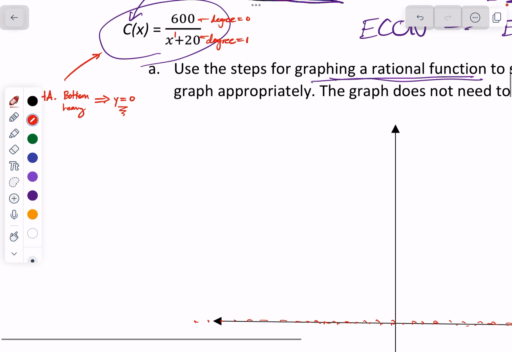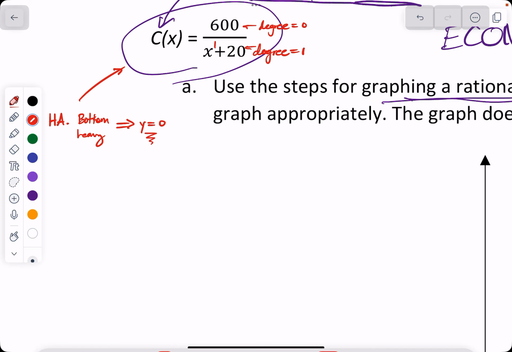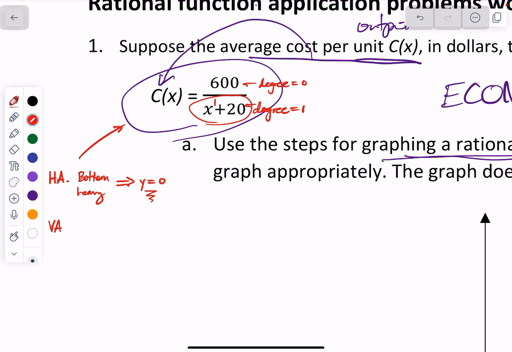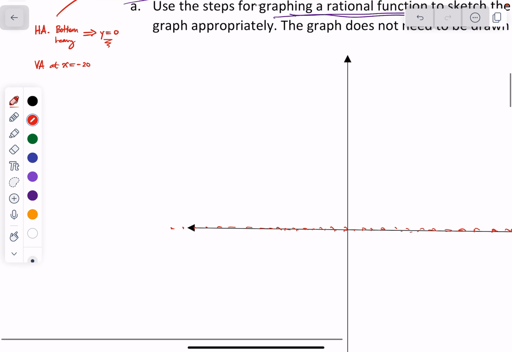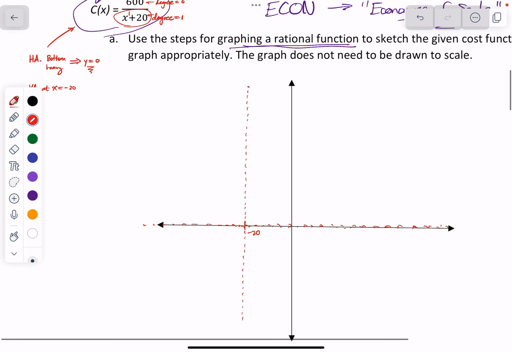Good enough? All right, what's another thing we notice? We also notice we have a vertical asymptote, and this comes from the bottom. So we have a vertical asymptote at x equals negative 20. That's what makes the bottom equal to 0. So let's put negative 20 over here, and let's make a vertical asymptote. We're not too worried about what's realistic right now. We're just trying to create the graph.